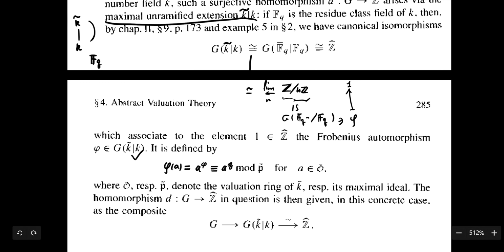This is true. The maximal unramified extension: its Galois group is the same as the Galois group of its residue field. That's it. Okay, that's a theory we know, but there's something in local field theory.